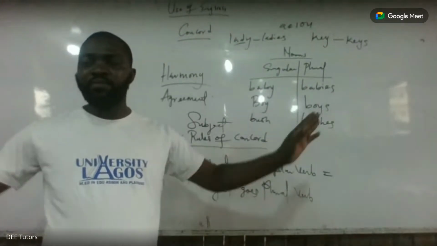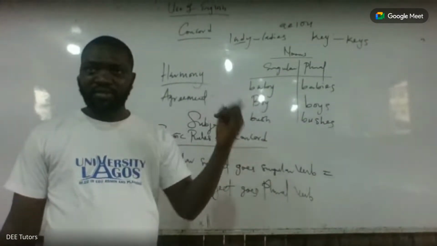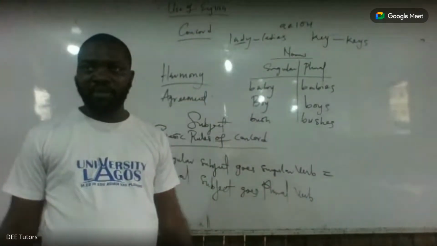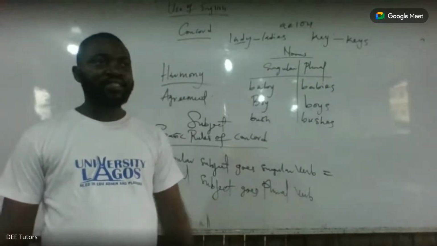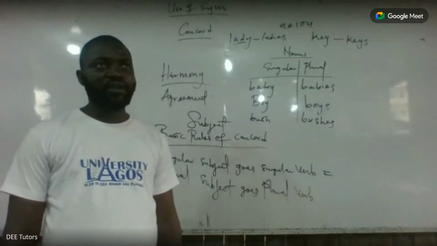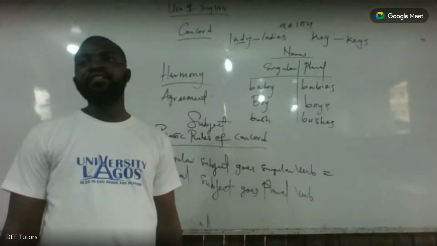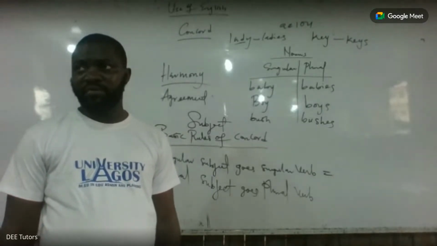Nouns form their plural by adding S, ES, or IES to the singular form. I hope that is clear. And there are cases where you turn the F to VES, as in thieves. Do you get me?